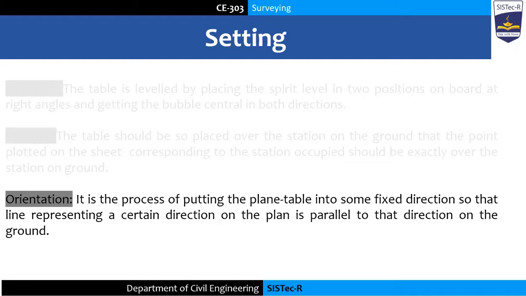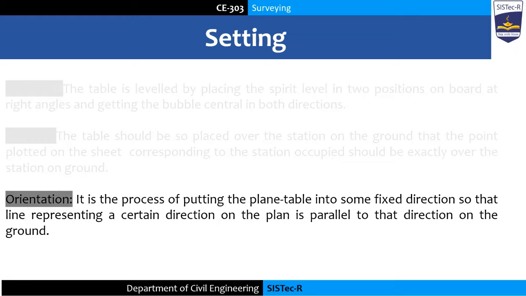The last operation in setting is orientation. Orientation is the process of putting the plane table into some fixed direction so that the line representing a certain direction on the plan is parallel to the direction on the ground. What is orientation basically? The Hindi meaning of this word orientation is दिशा निर्धारण.